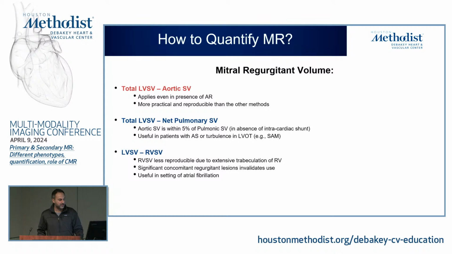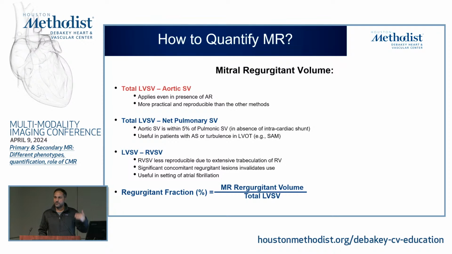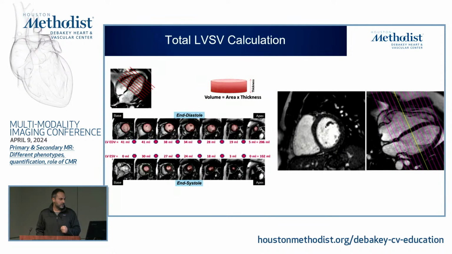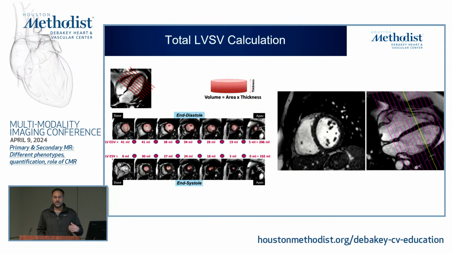It's mainly the first. And then when we calculate the regurgitant fraction, we divide the regurgitant volume over the total LV stroke volume. However, if there's aortic regurgitation, we need to subtract it to reflect only the volume that's crossing the mitral annulus, right? So how do we calculate the total LV stroke volume? It is the Simpson method.